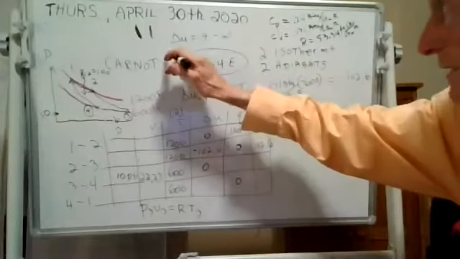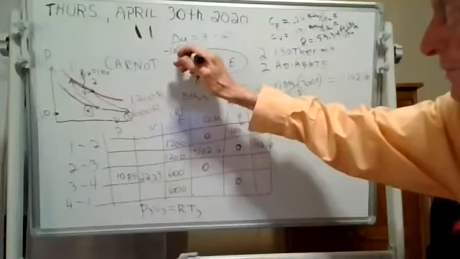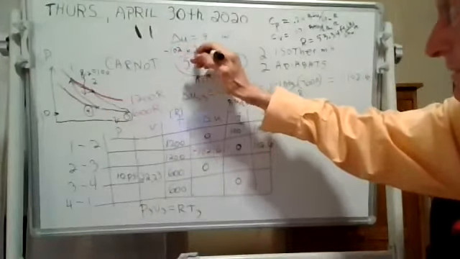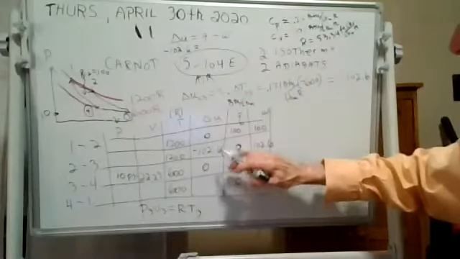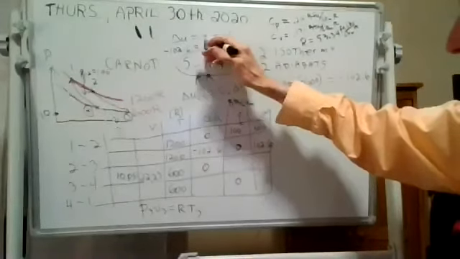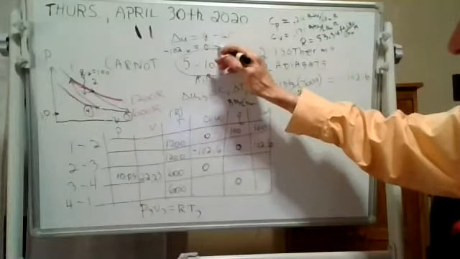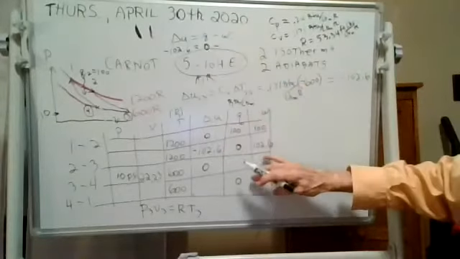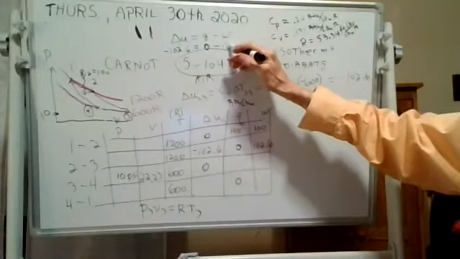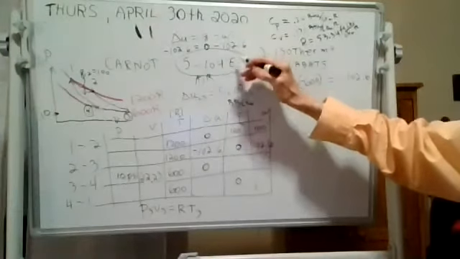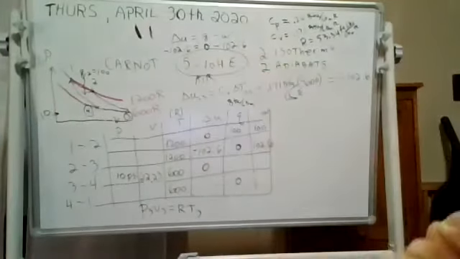Delta U is minus 102.6. Q from 2 to 3 is 0. And then you go minus a positive 102.6. Hey, that worked, guys. The algebra works. See there? We're doing great.